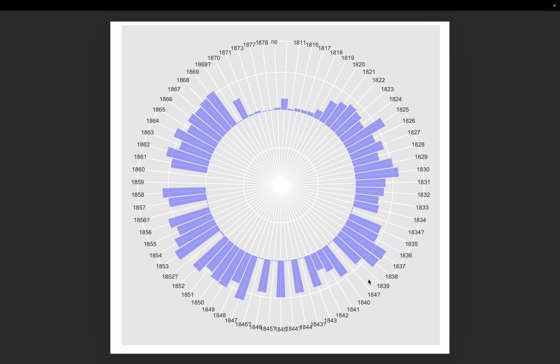And this is a circular bar plot of the years of publication. So we start in 1811 and end in 1878, and we have a couple not published or never published, and a couple, or more than a couple, that have no publication date. And then you can see that there are a number that have questionable publication dates. So we think that this is 1840, but we don't know.